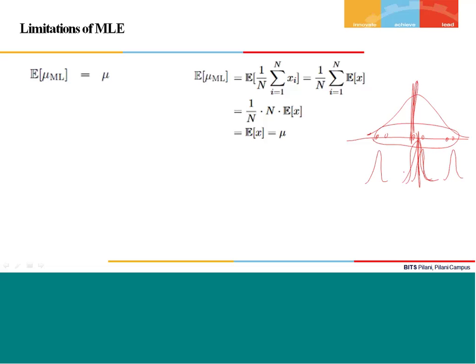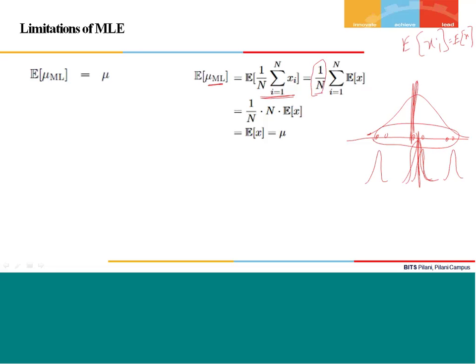So mathematically, how can you say that the expected value of mu maximum likelihood is this? This is the formula of maximum likelihood, sum of x divided by n. Because this n is constant, you can bring this constant out of the expected value term, and the expected value of xi equals the expected value of x. Why? Because it is IID, the expected value of every x is the same.